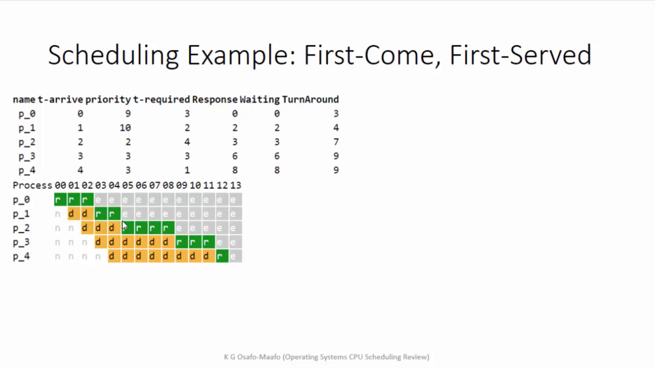And that means that when P1 finishes, I have 3 choices, either P2, P3, or P4. But because we are picking first come first served, it means P2 gets to run, and then P3 gets to run, and P4 gets to run.